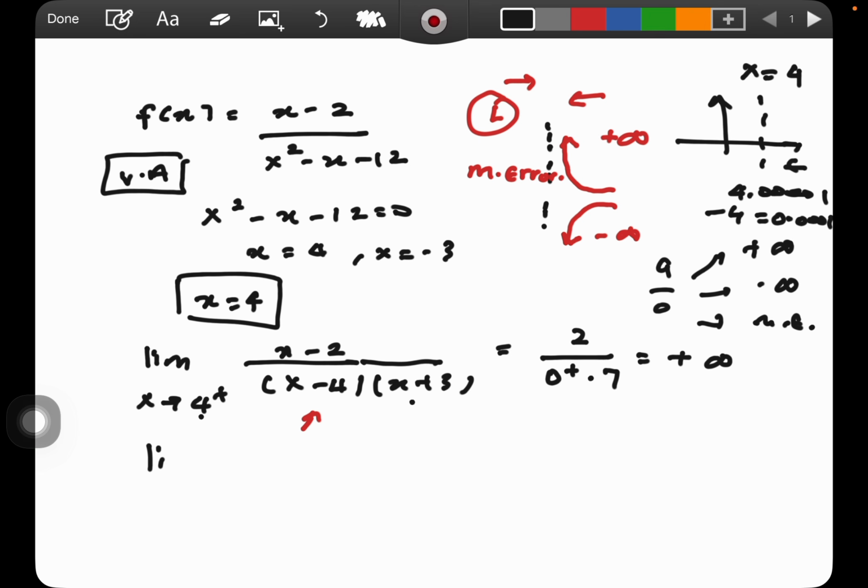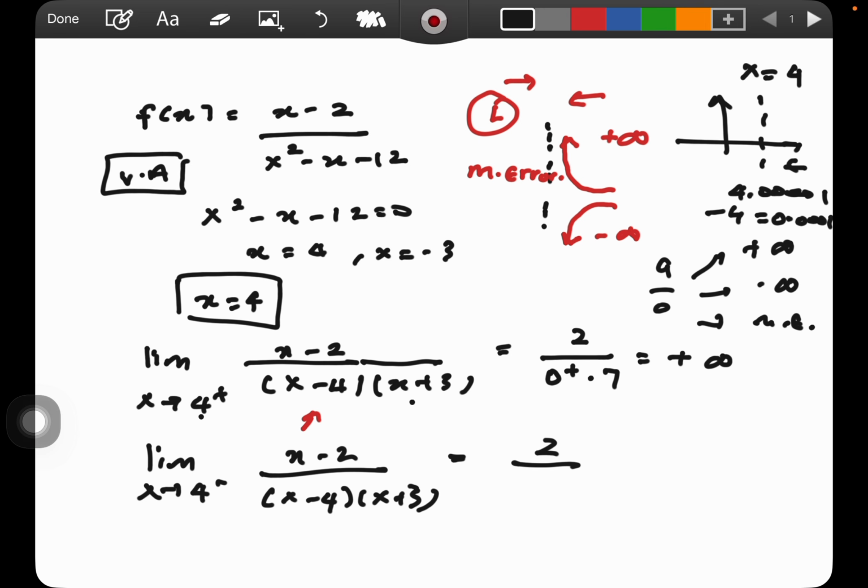Now if you repeat the same thing for x approaching 4 from the left, x minus 2, x minus 4, x plus 3. On top there's no problem, here I'm going to get 2. Here I'm going to get 7. But the problem is this one. We're going to put 4, going to get 0. So in this case, we're going to approach 4 from the left. So 4 from the left, we are talking about something like 3.9999. You only put this value in your calculator.